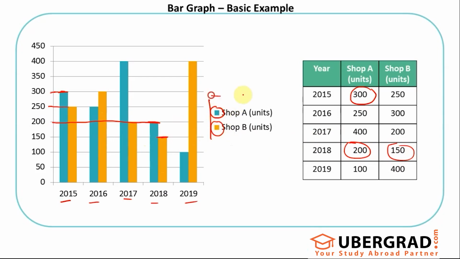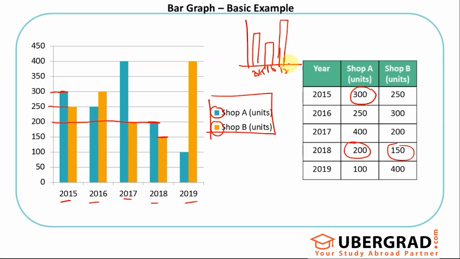Because I have two quantities or two entities here for the same years that I am representing, I am putting two adjacent bars like this. If I am only talking about shop A, the graph would have looked like this for 2015. 2016 would look something like this, and 17 something like this, and so on. I will see single bars, and where I don't see anything, only the blue color would be there, not the orange, if I'm only talking about shop A.